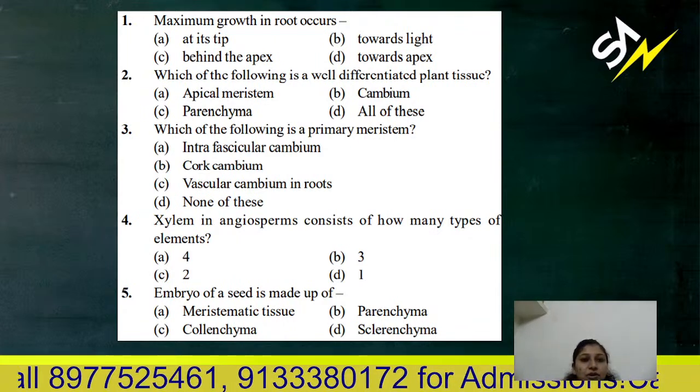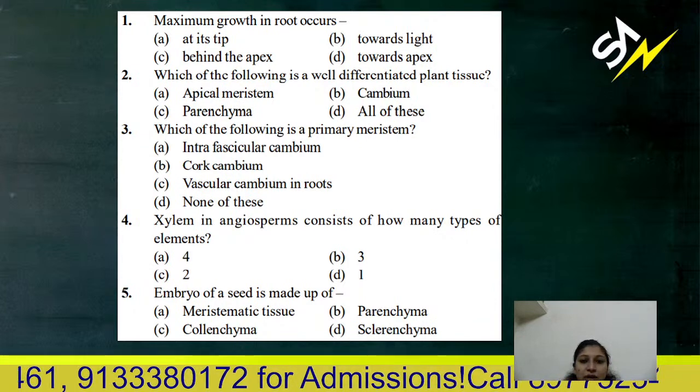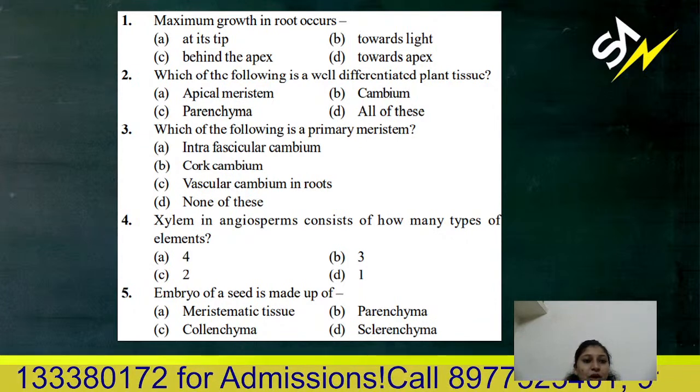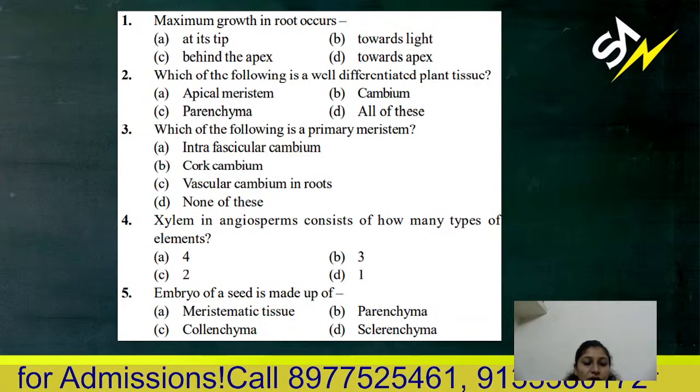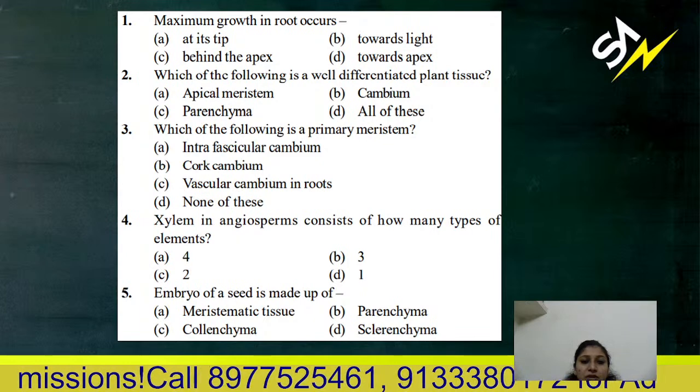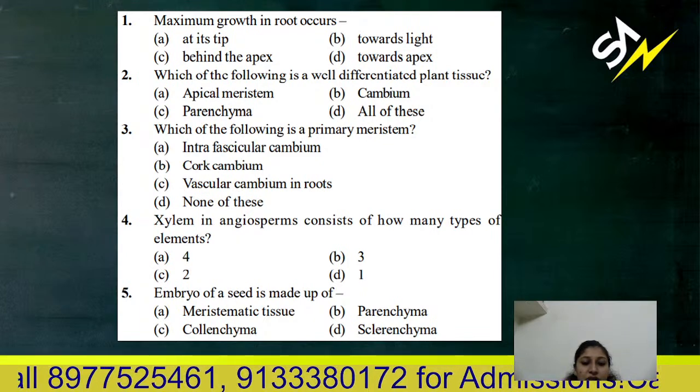First, maximum growth in root occurs where? Second question, which of the following is a well differentiated plant tissue? Third, which of the following is the primary meristem? Fourth, xylem in angiosperm consists of how many types of elements? Then the embryo of seed is made up of what?